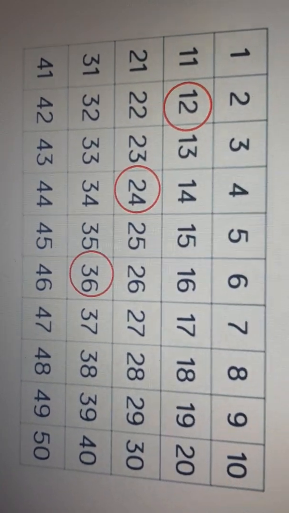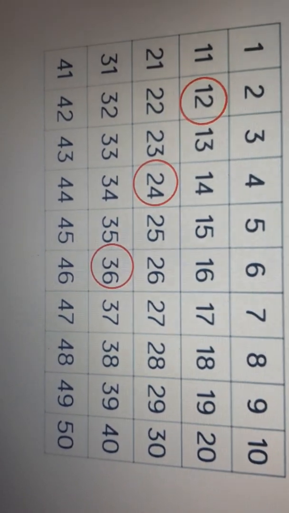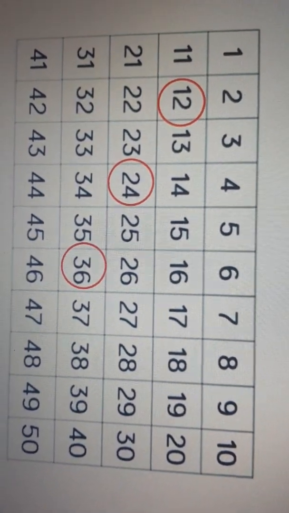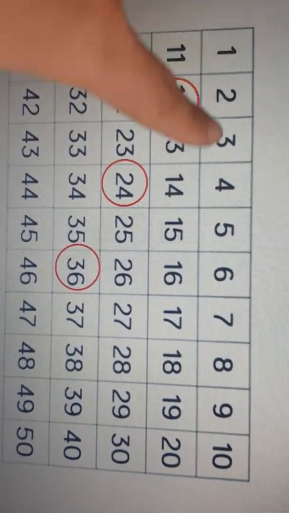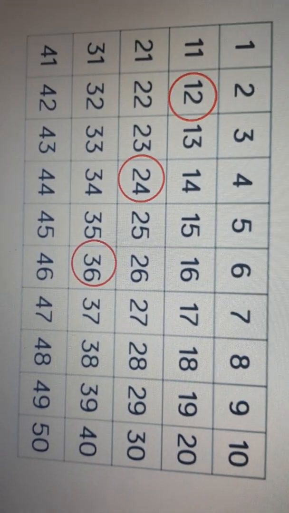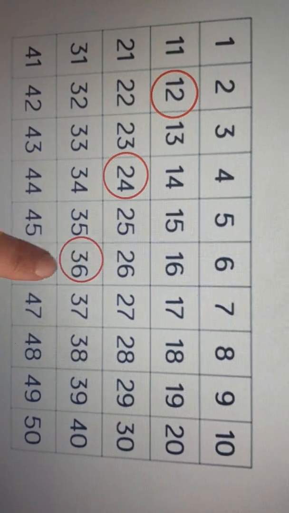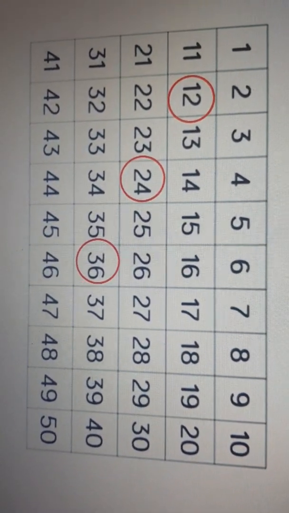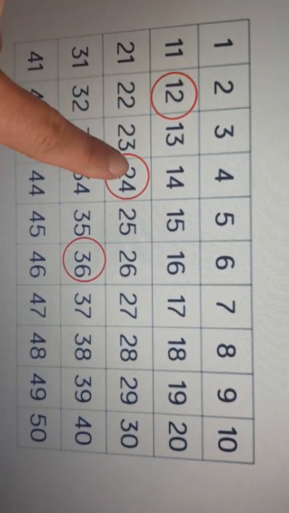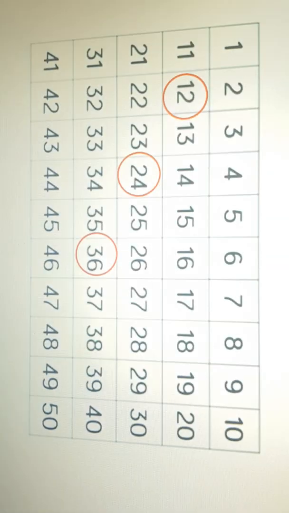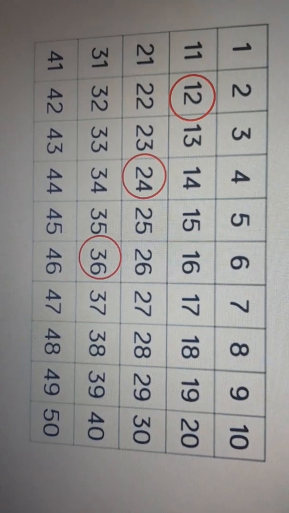You will notice that the smallest number is 12 because it's nearest the top of the number square. If you remember from yesterday, the smallest number is always nearest the top of the number square because that's where we start counting when we're counting forwards. We start at the top. So 12 is the smallest number because it's nearest the top. And then the biggest number is 36 because it's nearest the bottom of the number square. And in the middle we've got 24. So in order from smallest to largest, 12, 24, 36. And it's the same as when I was doing my tens and ones. You can just see it on the number square.